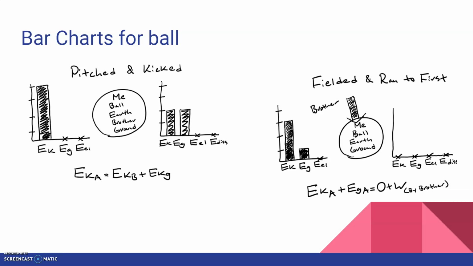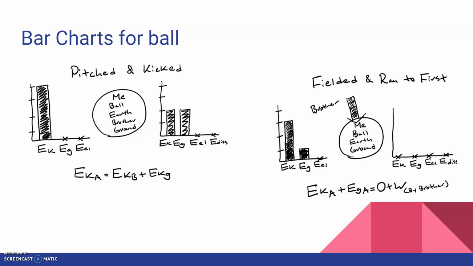Moving on to the bar chart on the right, we have a bar chart of the ball fielded and run to first. In this one, my brother is outside of the system, but what's in the system is me, the ball, earth, and the ground. On the first bar, we have 3/4 EK and 1/4 EG. We have this because when the ball is kicked in the air and hits the ground, it does bounce a little, so we count the fact there's a little EG, but it's mostly in motion, so that's why we put majority EK.